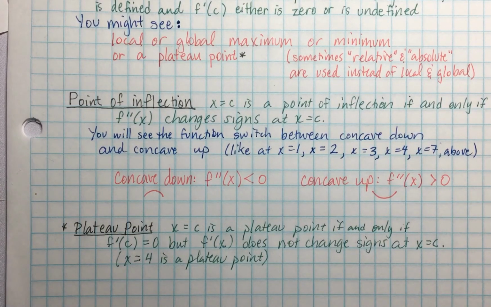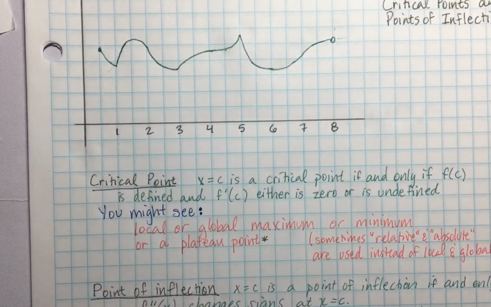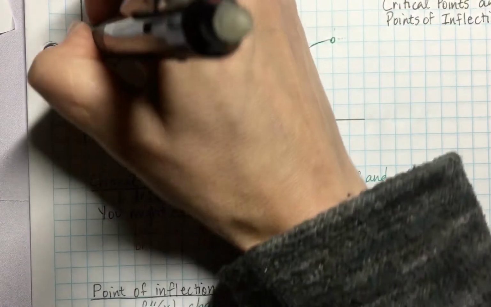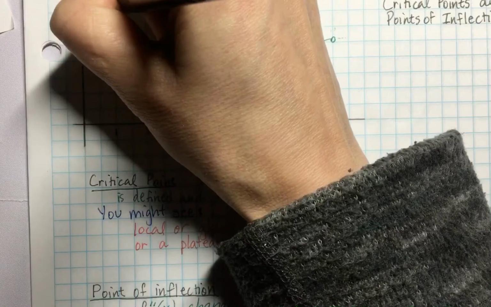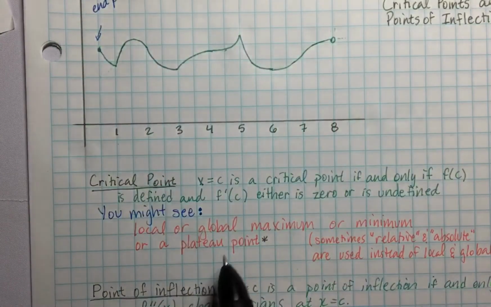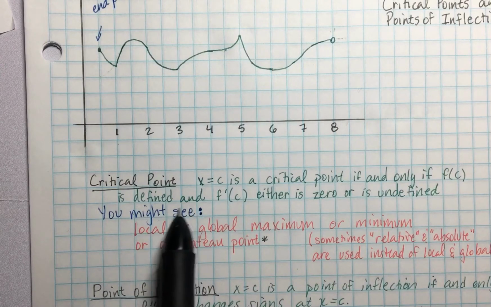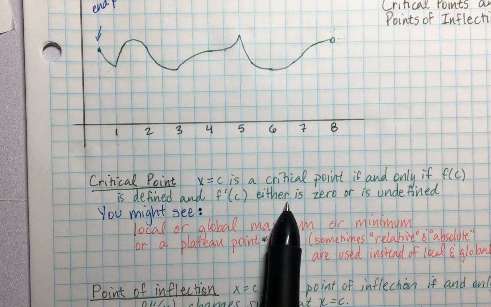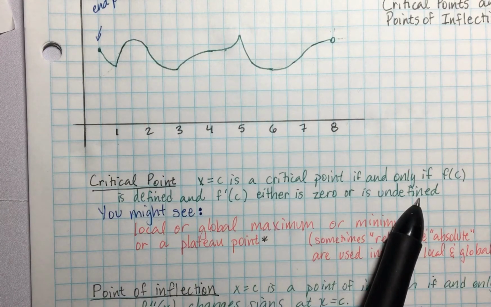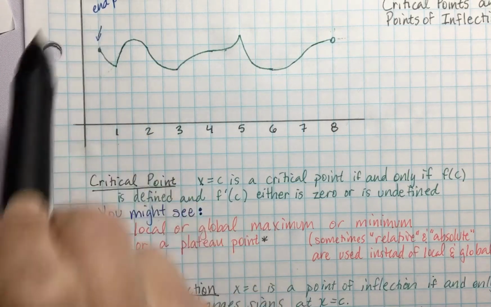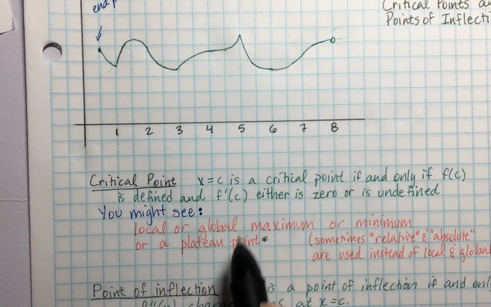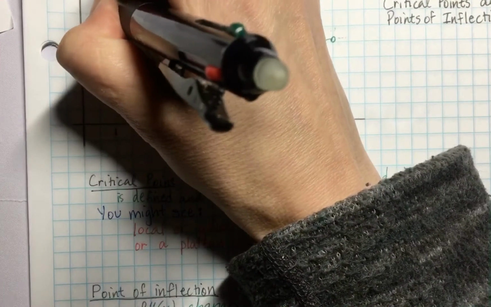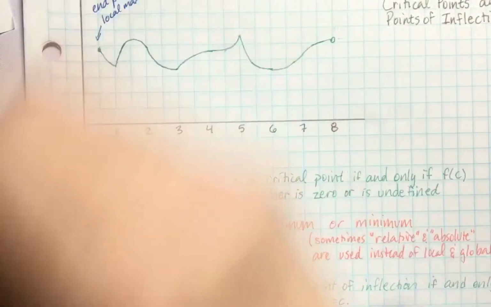So let's look at all these pieces on this really kind of heinous graph. One thing we have to watch out for is an endpoint. Endpoints are always going to be critical points because the definition of a critical point is f(c) is defined and f prime of c either is 0 or is undefined. Since a derivative is a limit and a limit has to exist from both sides, an endpoint is a critical point. And in this case, our endpoint happens to be a local maximum. And yes, it is a critical point.